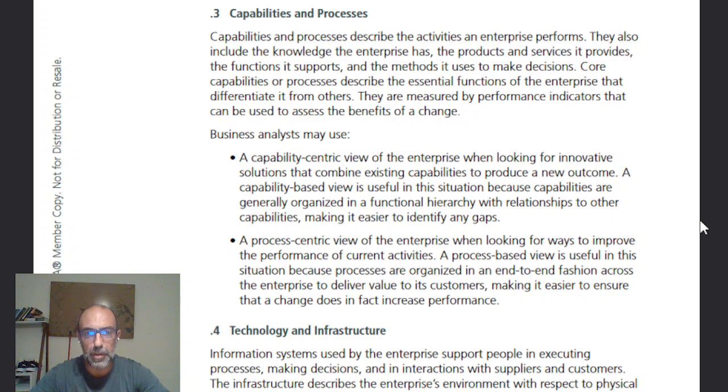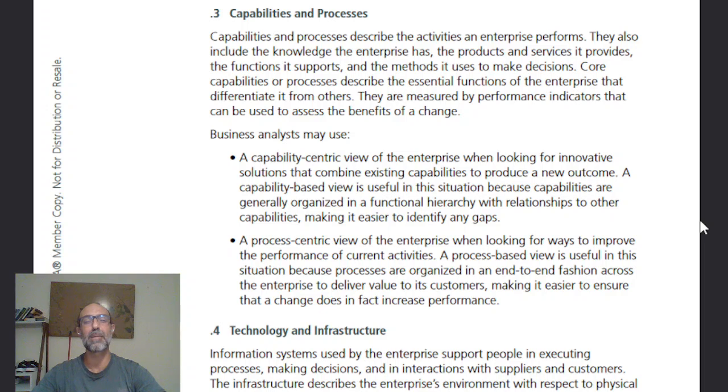Business analysts may use a capability-centric view of the enterprise when looking for innovative solutions that combine existing capabilities to produce a new outcome. A capability-based view is useful in this situation because capabilities are generally organized in a functional hierarchy with relationships to other capabilities, making it easier to identify any gaps.